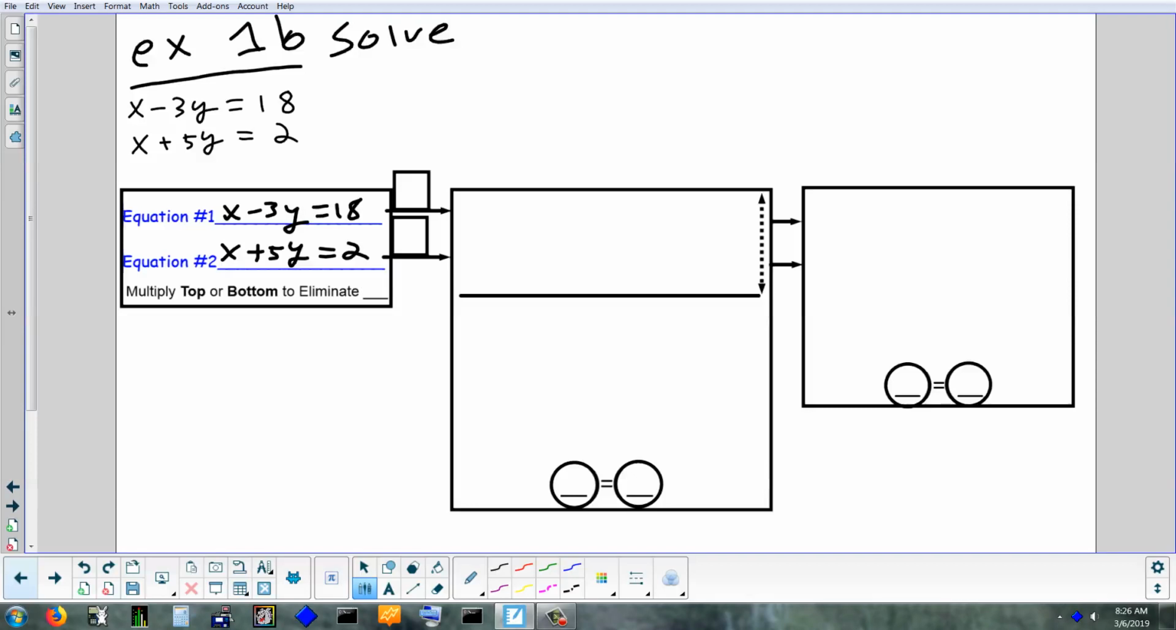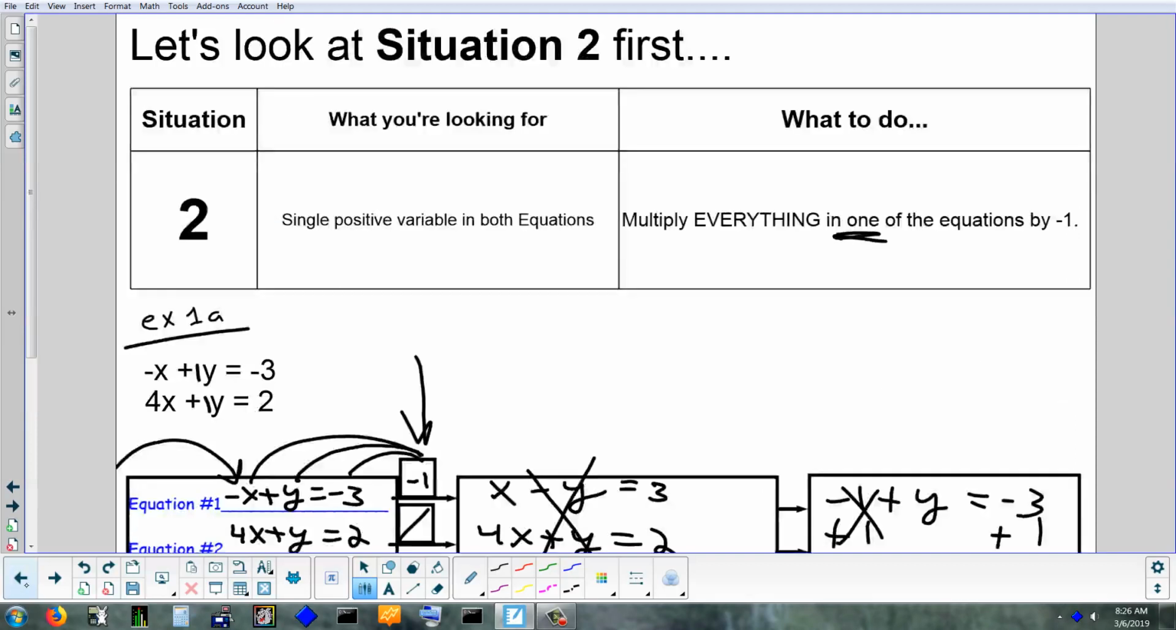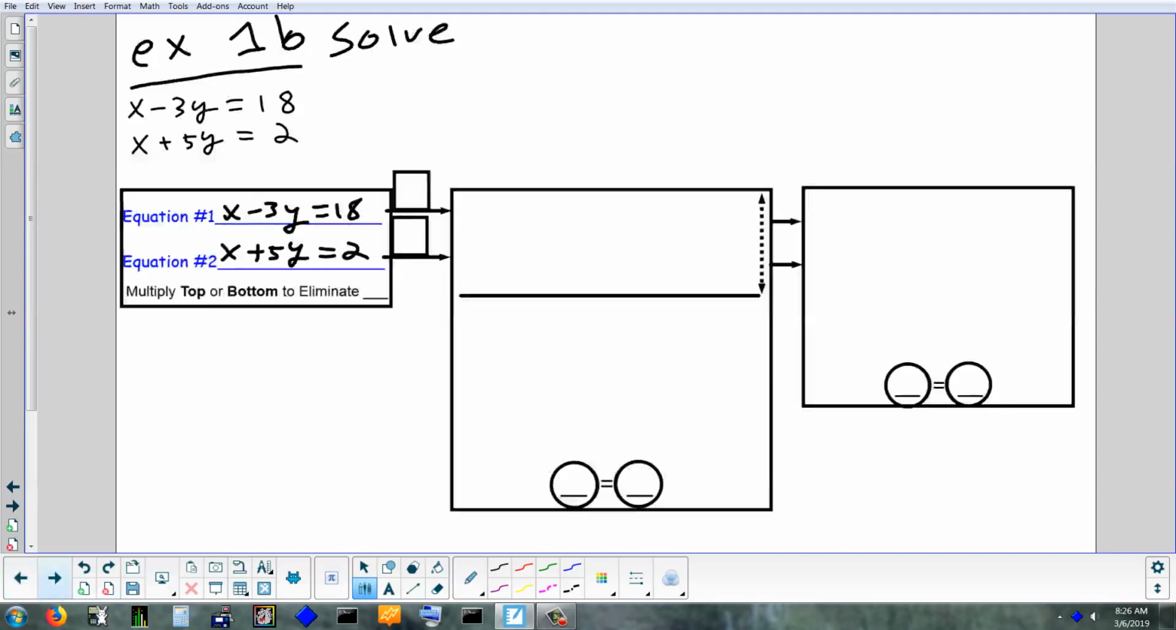Yeah, because the x's are 1 and 1, and they're both positive. And then the y's are negative 3 and 5. You have different signs, but different numbers too, so that doesn't work. So case 2, single positive variable in both equations. Do I have a single positive variable in both equations? Yes, which variable? X. There we go, right there. So that tells me now what to do.